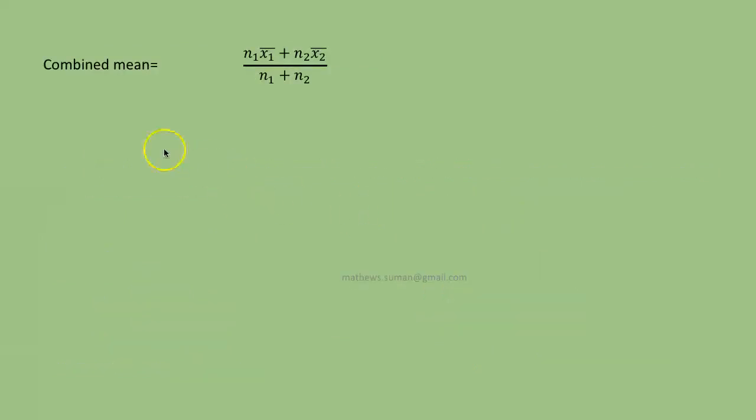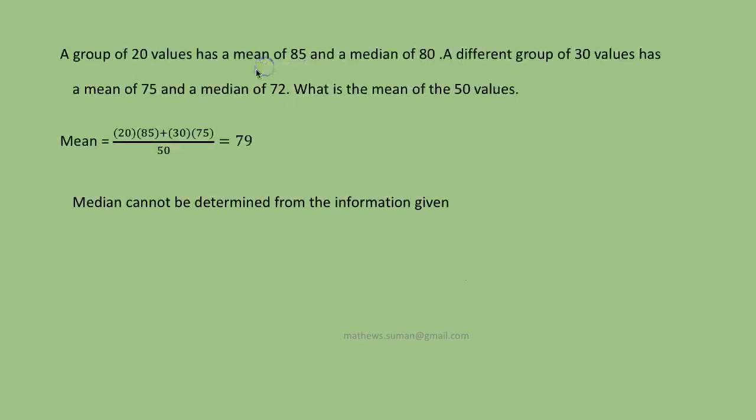The next formula is on combined mean, which is n1 x1 bar plus n2 x2 bar by n1 plus n2, where x1 bar denotes the mean of the first set of observations, x2 bar denotes the mean of the second set of observations, n1 is the number of observations in the first set, n2 is the number of observations in the second set. A group of 20 values has a mean of 85 and a median of 80. A different group of 30 values has a mean of 75 and a median of 72. What is the mean of the 50 values?